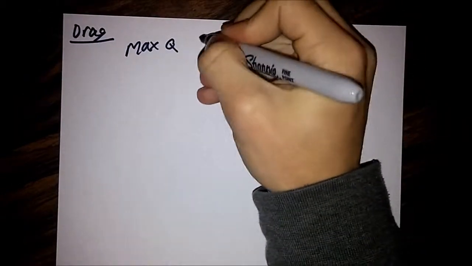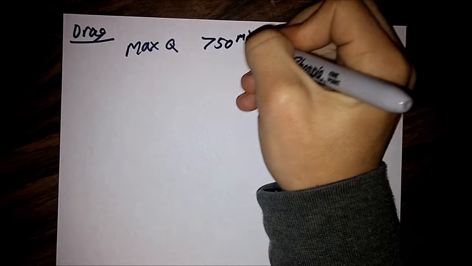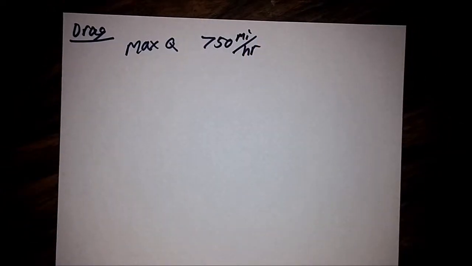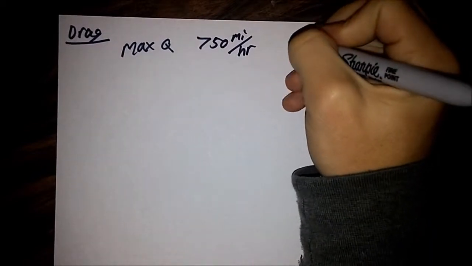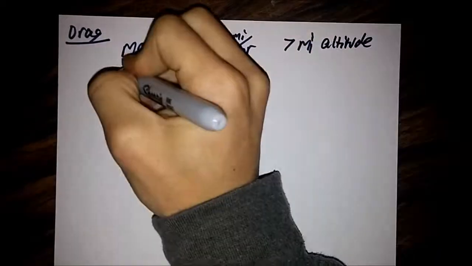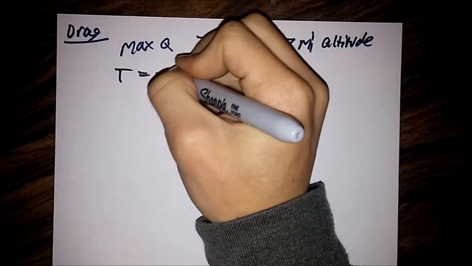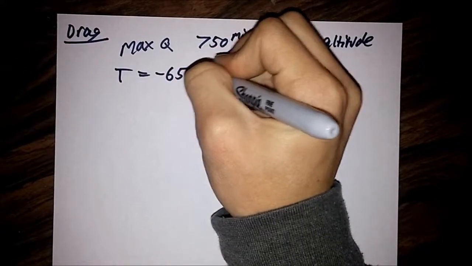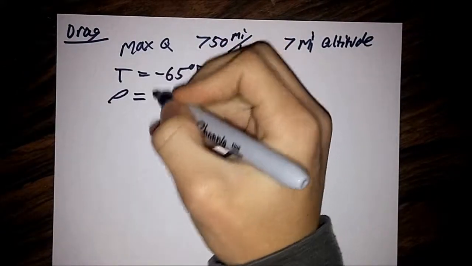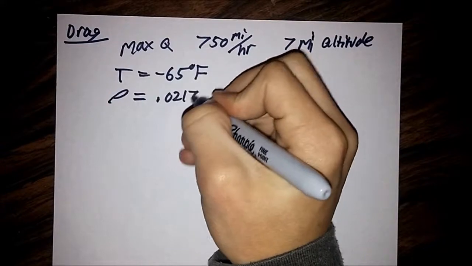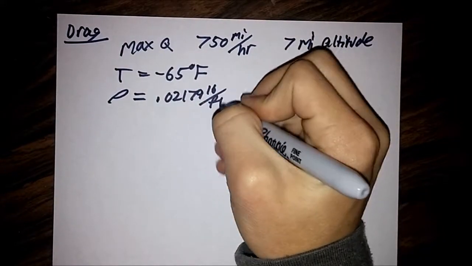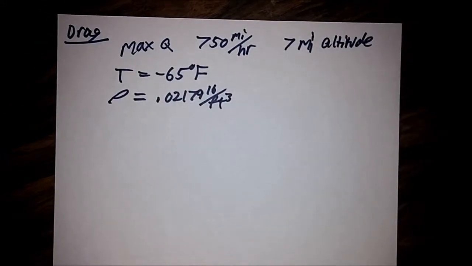Now we know that the maximum forces happen at max Q, which if we watch our launch videos, we know happens around 750 miles an hour for the Falcon 9, and that is just over the point that it has broken the sound barrier. This happens around 7 miles in altitude, when the temperature is somewhere around negative 65 degrees Fahrenheit, and the density of the atmosphere is 0.02179 pounds per foot cubed, and that's all at 7 miles of altitude.